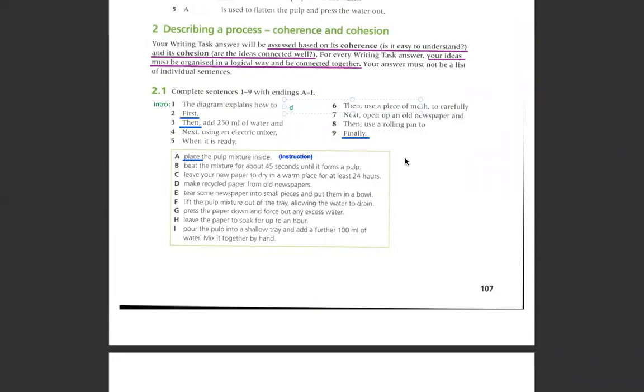Right, so D matches with number 1. Remember, first we have our introduction. So the diagram explains how to make recycled paper from old newspaper. Okay, now what is the first step? Remember picture 1, what was the first thing that we did? Great, E is correct. So first we tear up the paper and put it in a bowl.